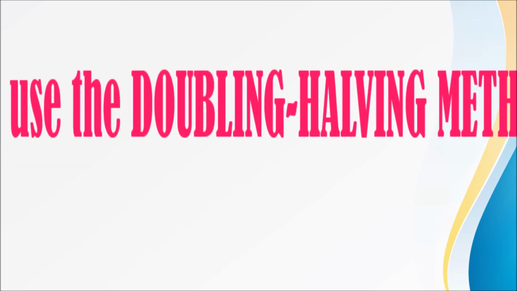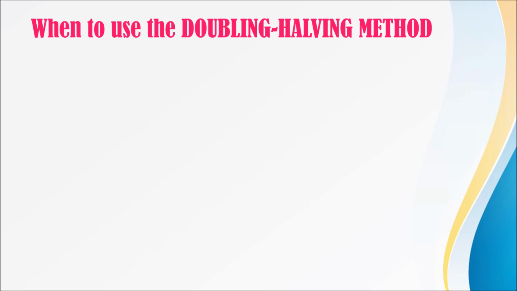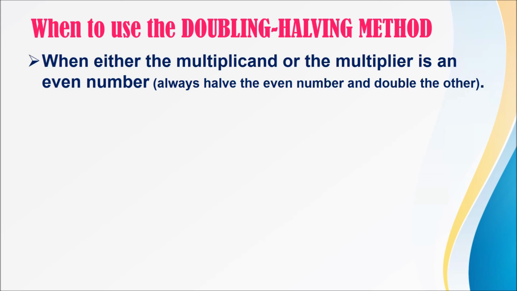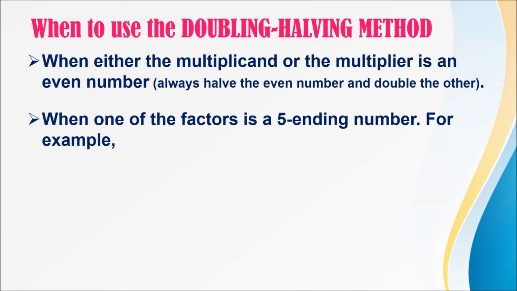Note that this strategy works well when at least one of the two factors, that is either the multiplicand or the multiplier, is an even number. This is necessary so that you can halve one factor to a whole number. This method is excellent to use when one of the factors is a 5-ending number. Upon doubling, this number becomes a 0-ending number for easy calculation.